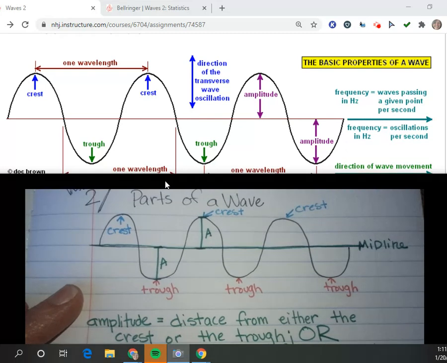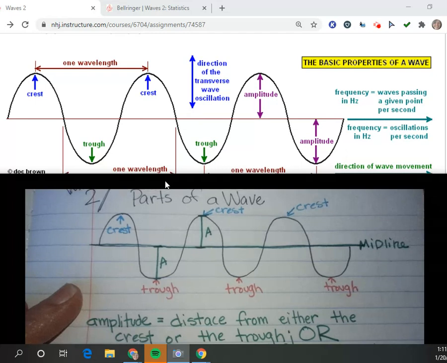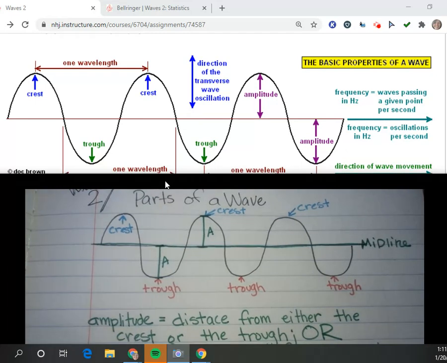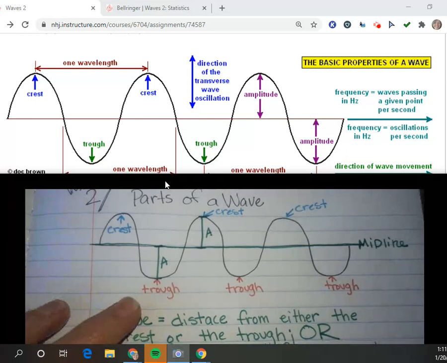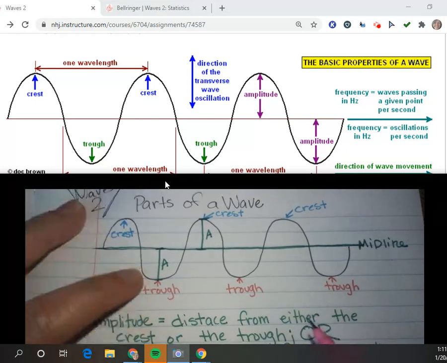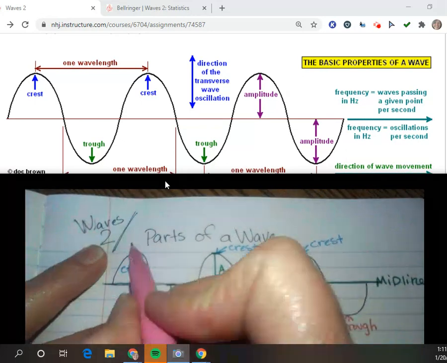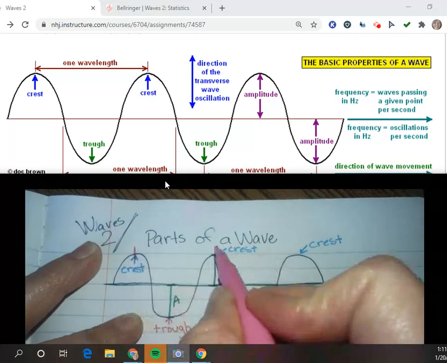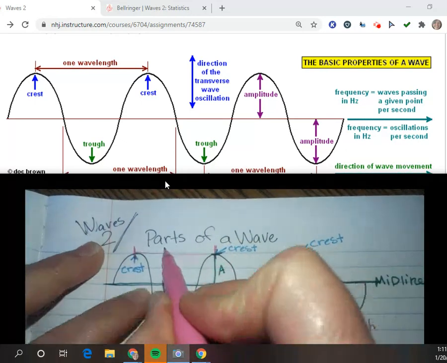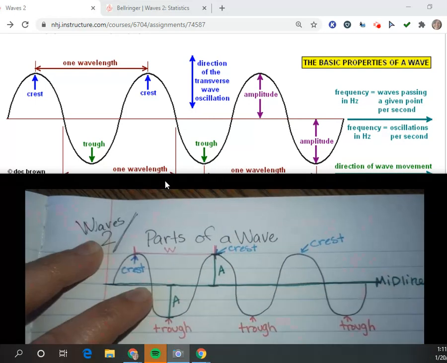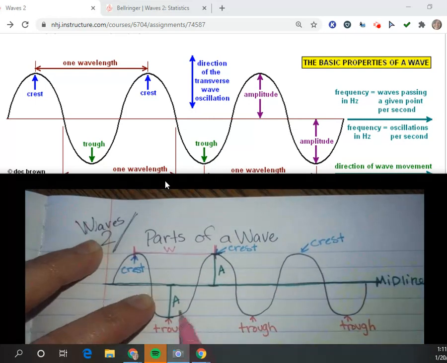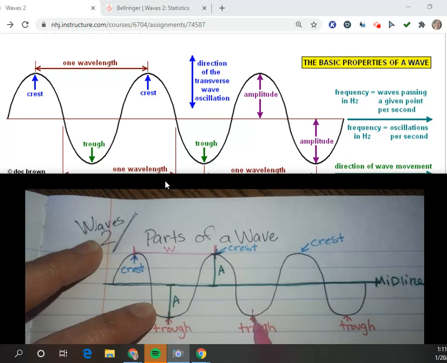Okay, now a lot of times people get the amplitude and the wavelength mixed up. So let's talk about wavelength. Okay. So from one crest to another crest, that distance is wavelength. From one trough to another trough, that is wavelength. The wavelength should always be the same.